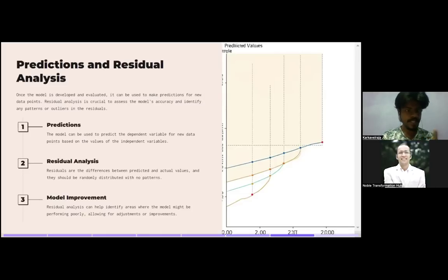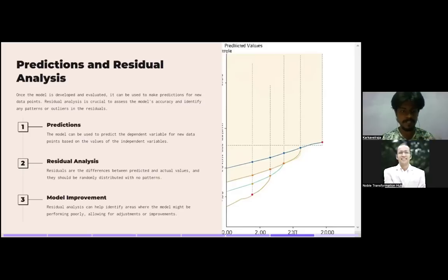Predictions: the model can be used to predict the dependent variable for a new data point based on the values of the independent variable. Guys, just look at this word, new data, that is unseen data. We have been explaining this for nearly 3 to 4 sessions, so now you are well versed with it. What is unseen data? The data which is not seen by the model, not included in the training set or the test data, is called new data. The predictions are used to predict the dependent variable for a new data point based on the values of the independent variable. Great. Then residual analysis.